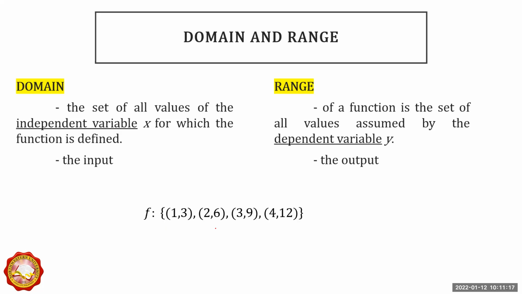Like, for example, if you have this set of ordered pairs, mas madali lang i-determine ang domain and range. You can just easily determine it. Kasi ang domain is just the first numbers. Ang domain natin ay 1, 2, 3, and 4. While ang range natin ay yung second numbers, 3, 6, 9, and 12. But that's not always the case. Hindi lahat ng ating pagkuha ng domain and range is as easy as this.